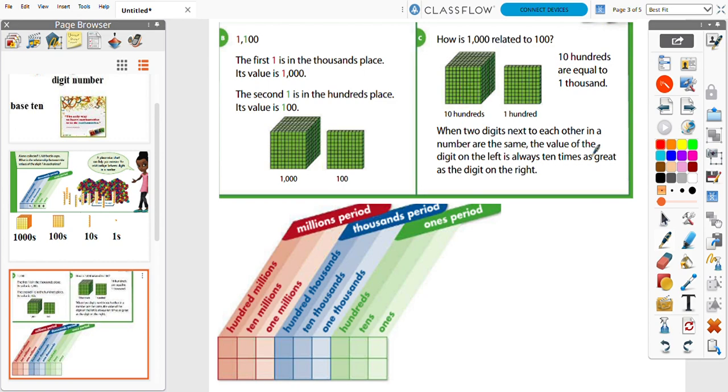So when the digits are next to each other and the numbers are the same, the value of the digit on the left is always 10 times as great as the value on the right. Let's try it with a 5.